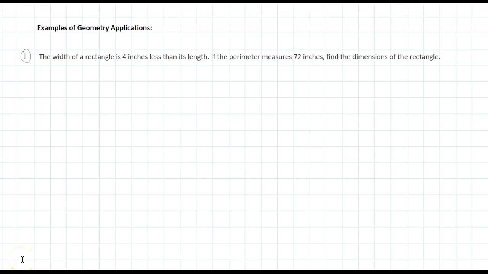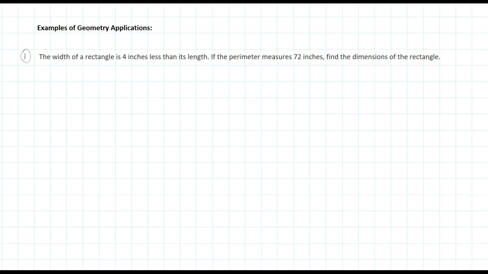Okay, let's take a look at some examples of geometry applications. Number 1: the width of a rectangle is 4 inches less than its length. If the perimeter measures 72 inches, find the dimensions of the rectangle.